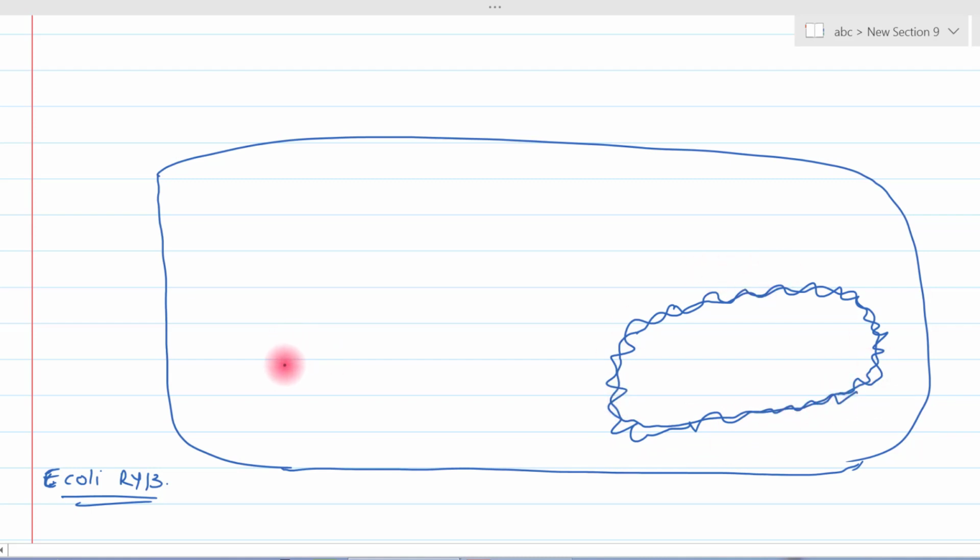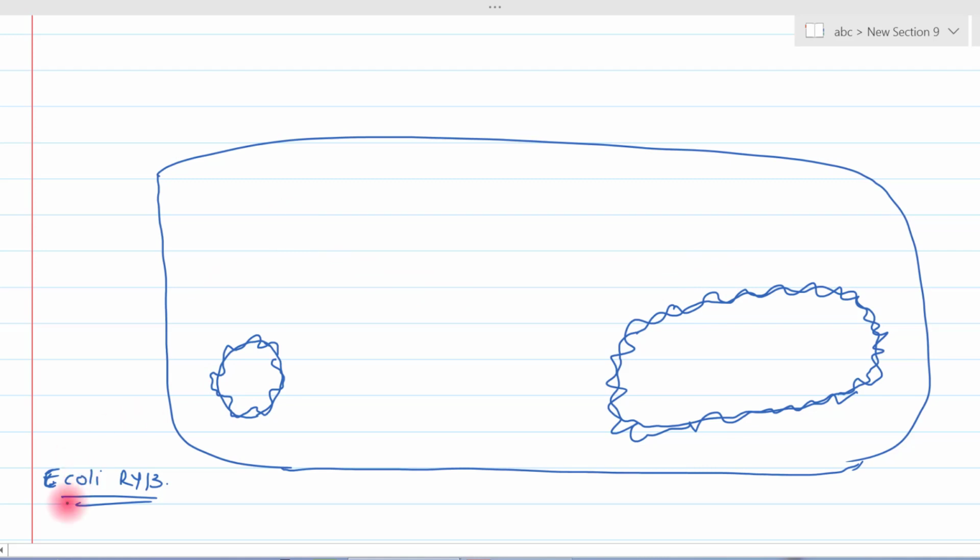Remember, a bacterium may or may not have a plasmid. So let's show one plasmid over here. The plasmid is extra DNA material apart from its natural genome. This is not a plasmid, this is the bacterial genome, whereas the small circular, double stranded DNA which may or may not be present in a particular bacterium is called a plasmid.